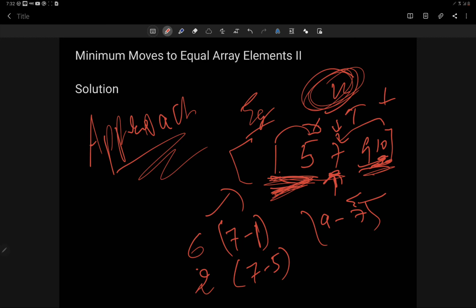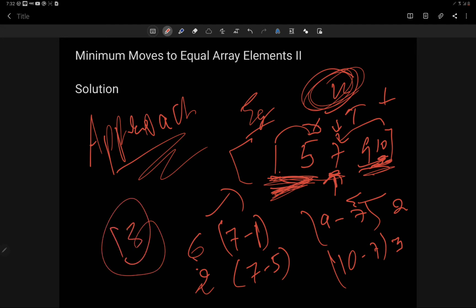So if it's negative, then we'll just add it. So this is 9 minus 7, that is 2, and 10 minus 7, that is 3. So the total number of moves would be 5, 11, 13. 13 moves would be required to make the array equal, and the equal array would look like this.